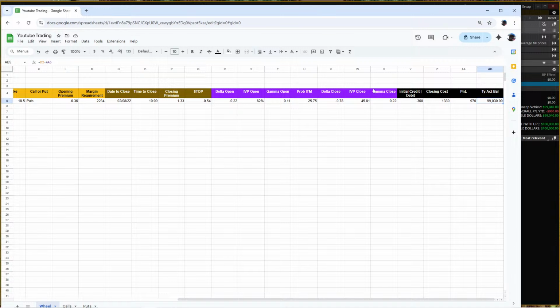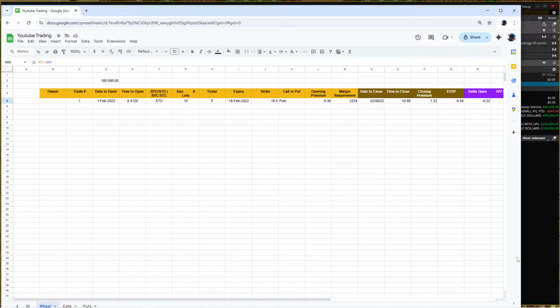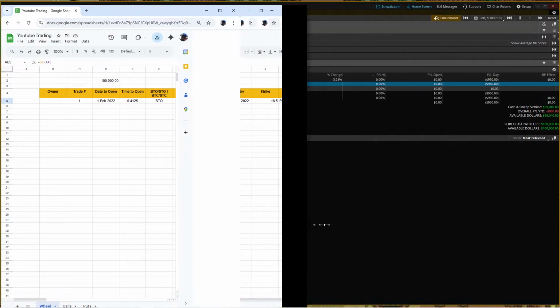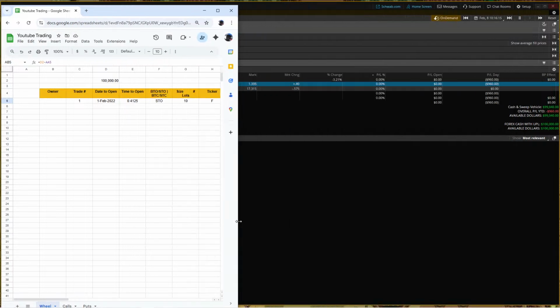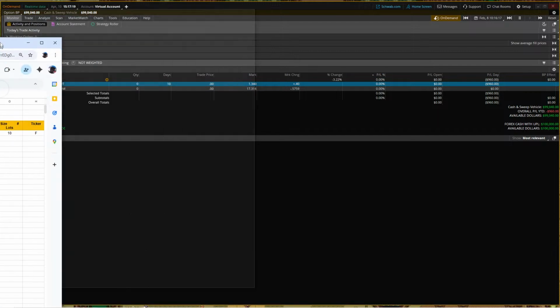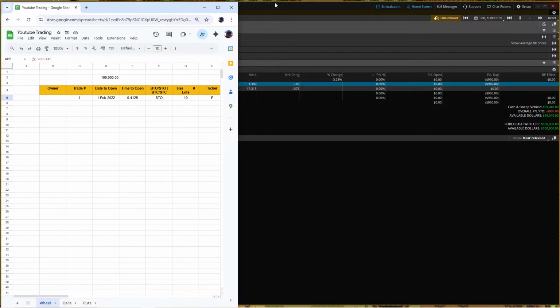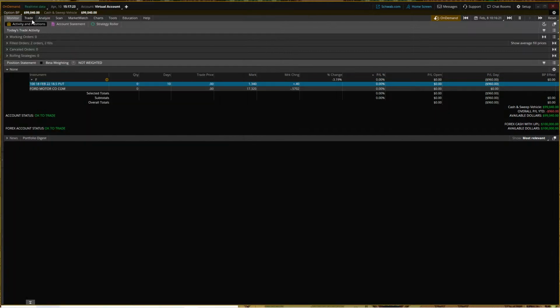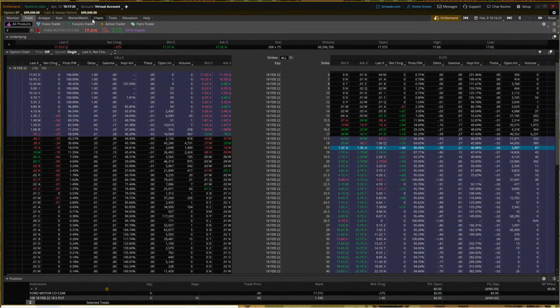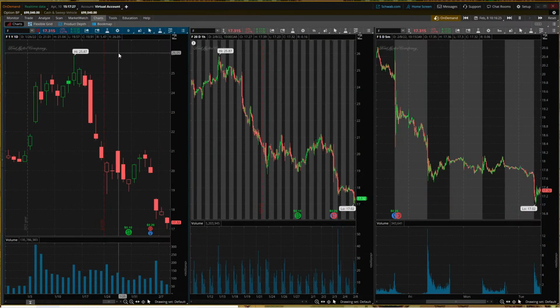All right. So that's the first trade. And then we're going to come back over, go about halfway there. I don't really need to slide that, but we can do this. We'll jump back over to Ford. We're going to look at the chart. Dude, I'm not going to lie, Ford might not be the best to do the wheel with.